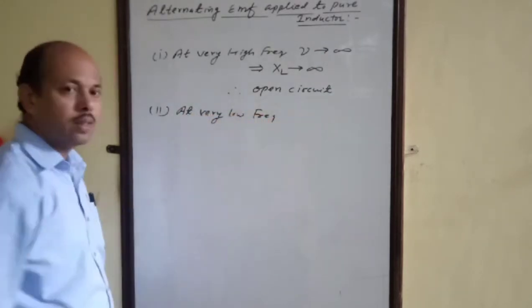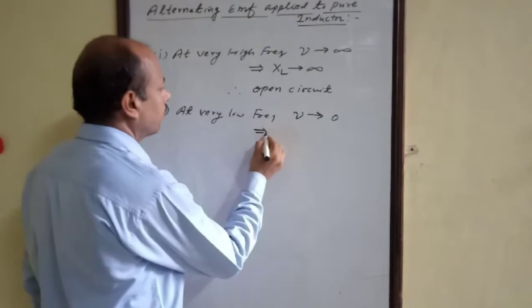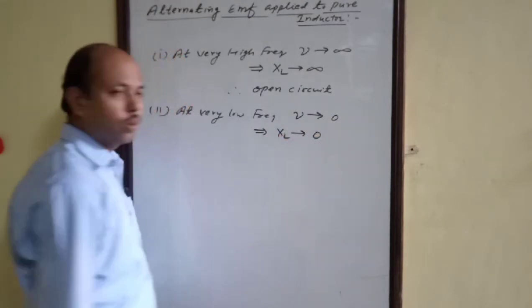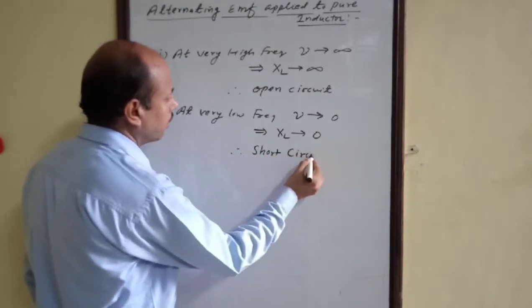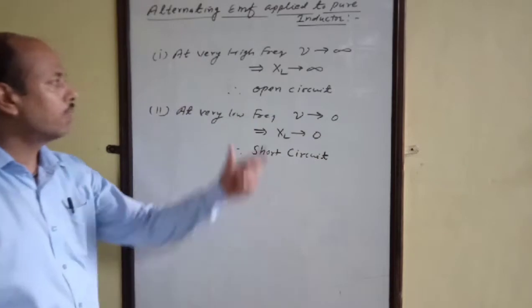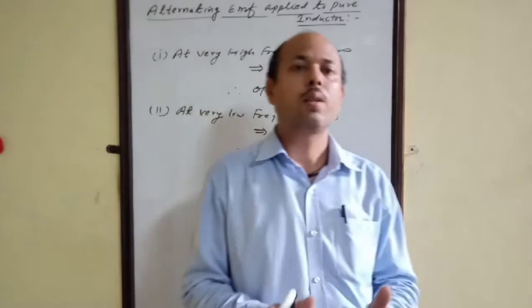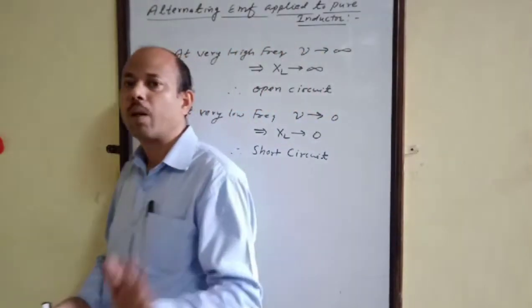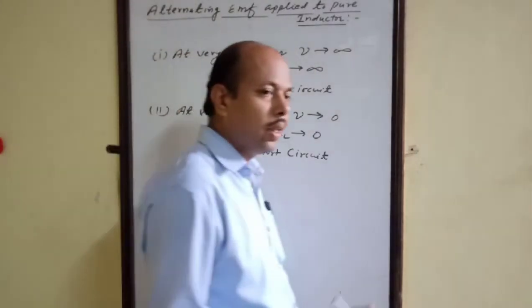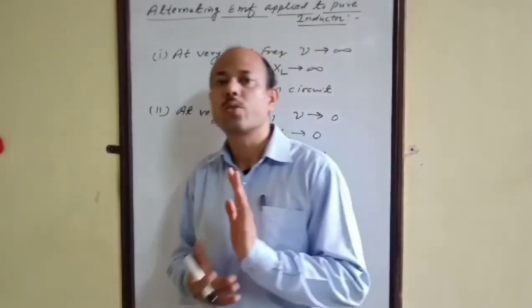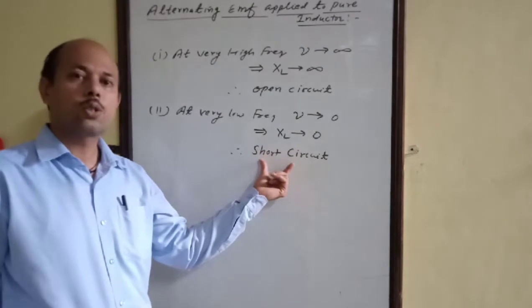At very low frequency, we can say nu tends to 0, and therefore XL tends to 0, and we can say the inductor will behave like a short circuit. Pay attention. Wherever we write open circuit, it means the opposition of the circuit becomes so high that there will be no current. And whenever we write short circuit, it means the resistance of the circuit is so small that there is a very large current through the circuit, and that is known as a short.